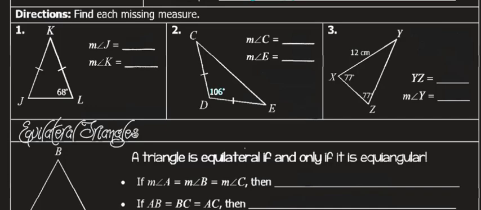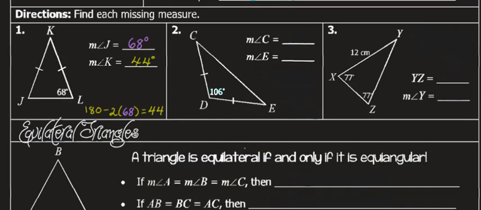Let's do some examples. Angle L and angle J are the base angles and are congruent. The measure of angle J is equal to 68 degrees. I can use the triangle sum theorem to find the measure of angle K. 180 minus 2 times 68 equals 44. The measure of angle K is 44 degrees.